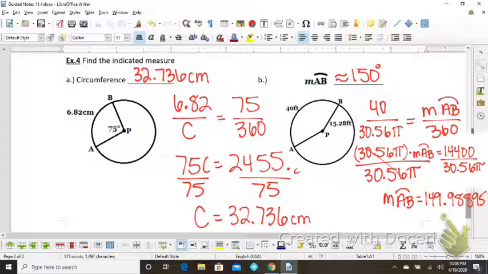Remember that arc measure, not length, but arc measure with the M, is measured in degrees. The length is some linear unit like feet, inches, centimeters.